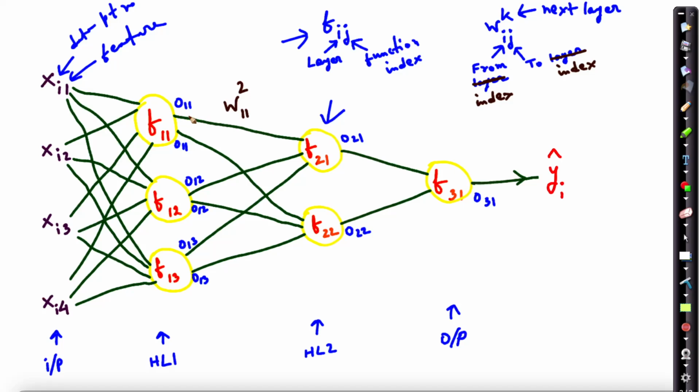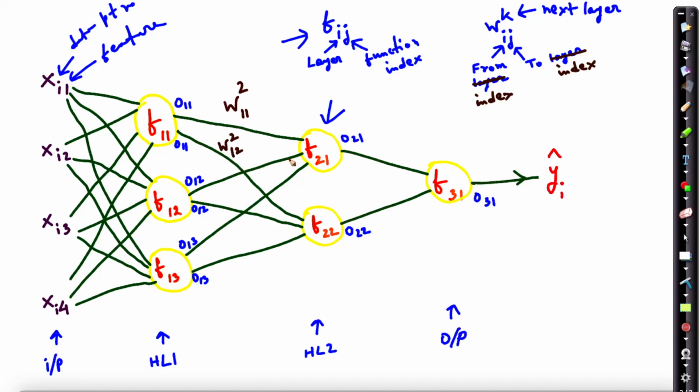Okay, I'll take another example. Here what will be the value? So the next layer is 2. So the superscript will be 2, right? But the subscripts will be, it is coming from neuron number 1 of the first layer, and going to neuron number 2 of the second layer. So 1, 2. Okay, I hope it is clear.